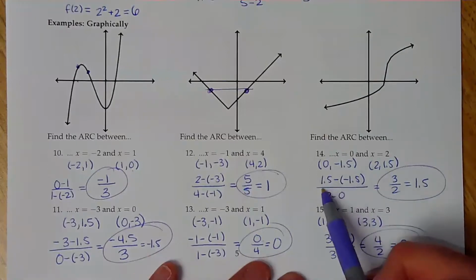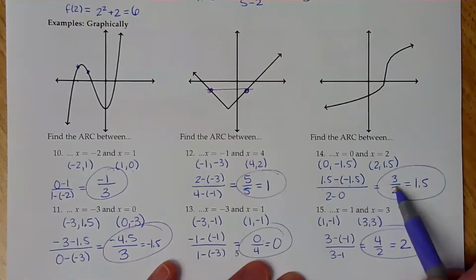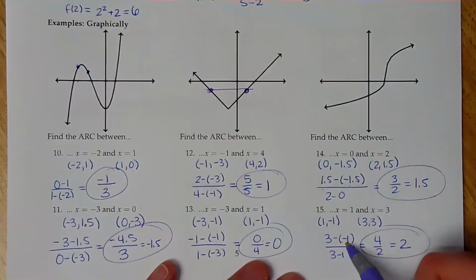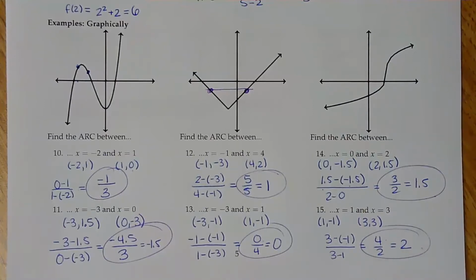Here I have 1.5 minus a -1.5, so we add those two together, so I get a 3, and 2 minus 0 is 2, so that divides out to 1.5. Then 3 minus a -1, that's really 3 plus 1, so I have 4 over 2, which gives me 2. Right, so those are examples of finding your average rate of change graphically.